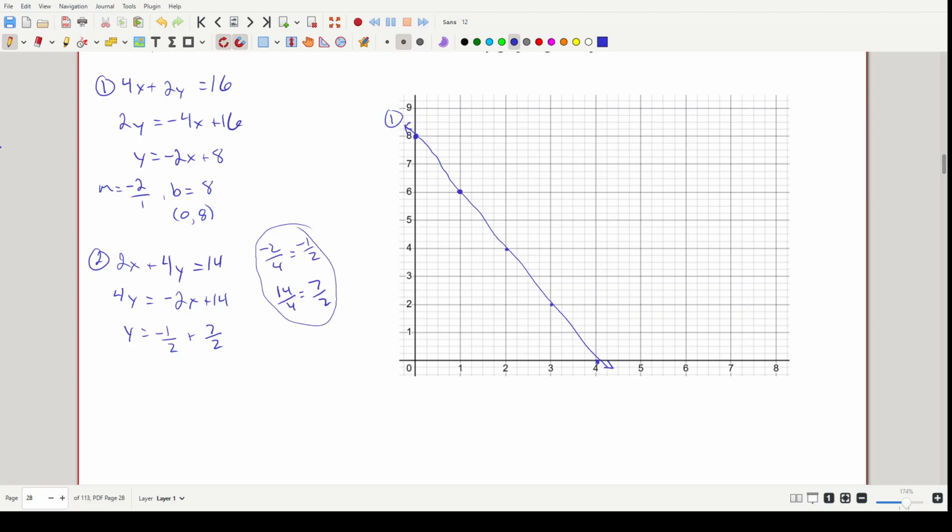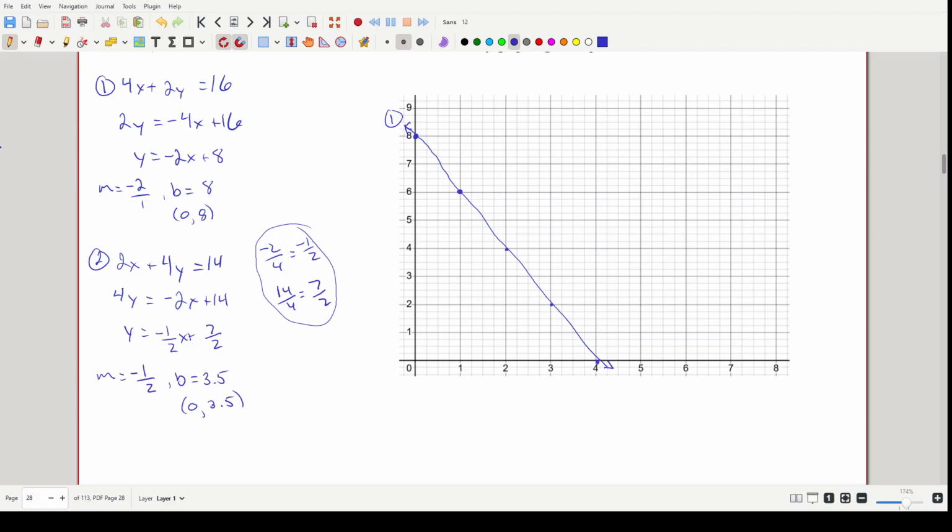Okay? So oh, I forgot my x there. We have our m and we have our b. So our m is equal to negative 1/2, and our b is equal to 7 over 2. Now, we don't really have fractions on this graph, so what is 7 over 2? 7 divided by 2, well, that's just 3.5. There we go. So that means its point is at 0, 3.5. So let's go find that.